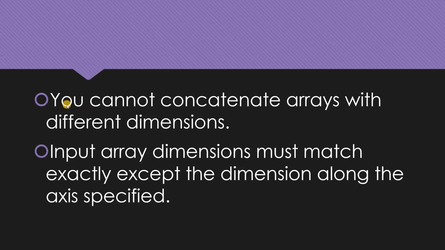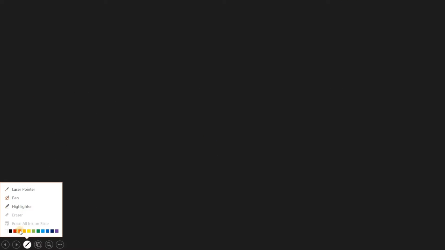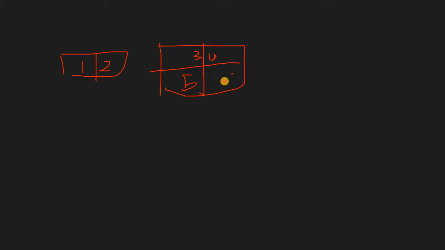So first, one of the rules is you cannot concatenate arrays with different dimensions. That is actually obvious. I'll explain it to you. Hold on, I'll use a pen. Suppose you have a 1D array, 1 and 2. I'm writing with a mouse, so bear with my handwriting. So you have this 1D array and this is a 2D array with elements 3, 4, 5 and 6, whatever. If you try to join them, how will you join them?